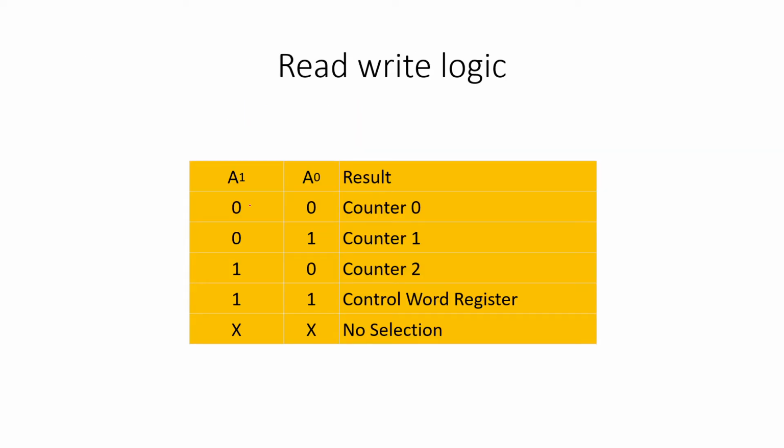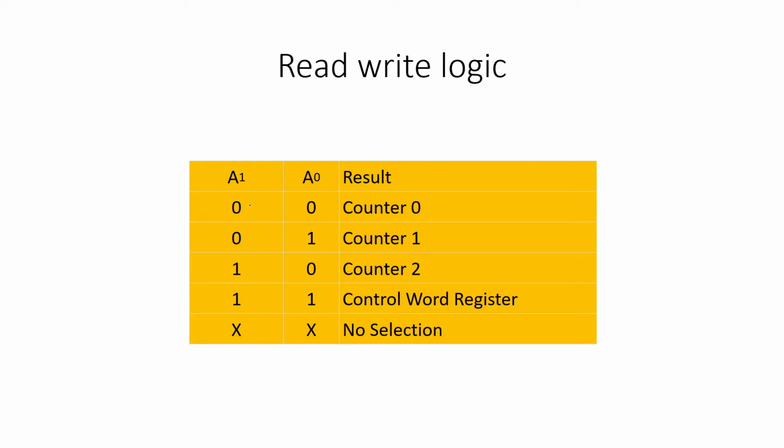This is a table that indicates the selection. Suppose A0 is 0 and A1 is 0, the result is counter 0. If it is 0, 1, it is counter 1. 1, 0 means counter 2. 1, 1 indicates the control word register. And XX means no selection.